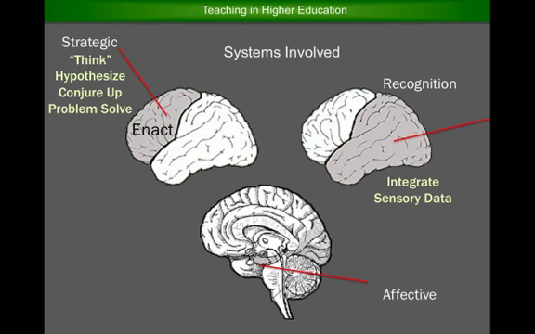The last and third system in the learning networks is the affective system. Located in the limbic area of the old brain, the affective system propels learning. It is the motivational center of the brain and is intimately connected to both the recognition and strategic systems. It is a place of emotion, and it is where learning is inspired, or not.